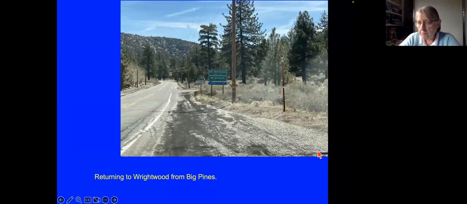Now, what's happened is we've come down from Inspiration Point. We're back on Highway 2, and we're going into the town of Wrightwood. And the town of Wrightwood stops at the San Bernardino LA County line. So in the 1941 landslides, when the town was destroyed, they had to make a decision: do you or don't you build the town?